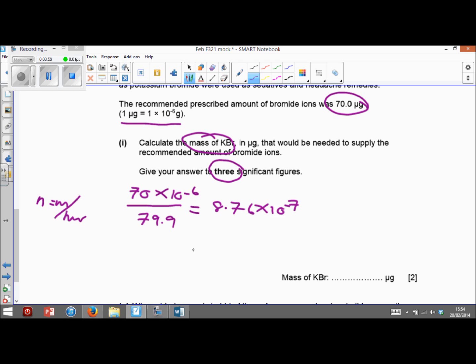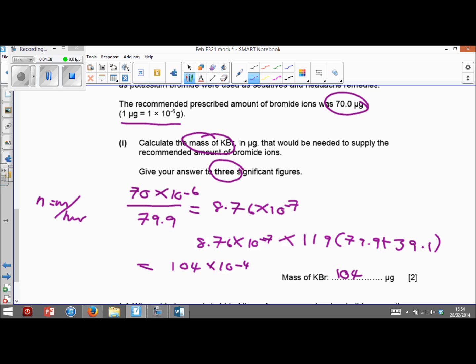Now again, we just need that Mr, so we just do 8.76 times 10 to the minus 7 moles of potassium bromide times the Mr, which is 119. We get that from 79.9, and potassium is 39.1. Okay, and your answer is around about 104.4 micrograms. What you need to do, put 104 micrograms to get the 2 marks.